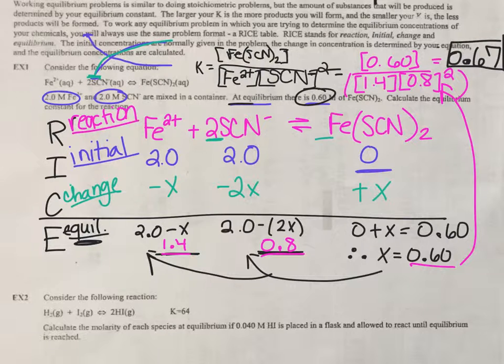So if it's 0.67, who is favored, my reactants or my products? Reactants. It's less than 1. Yep. So reactant favored. All right, cool. So are there any questions on this so far?